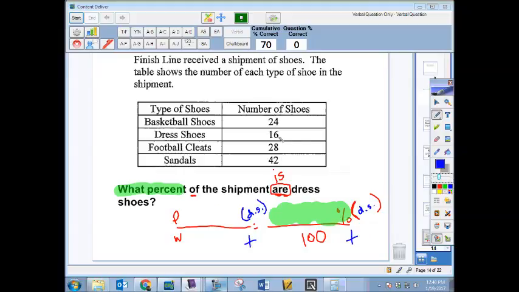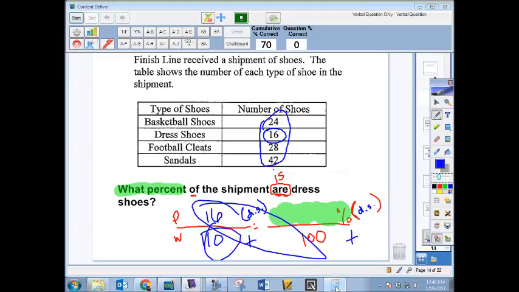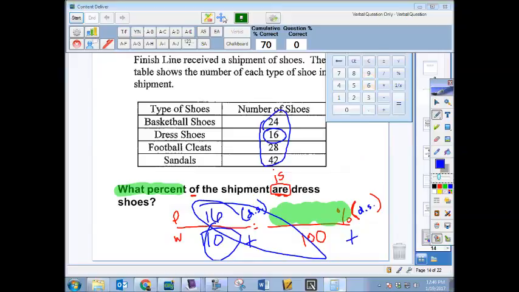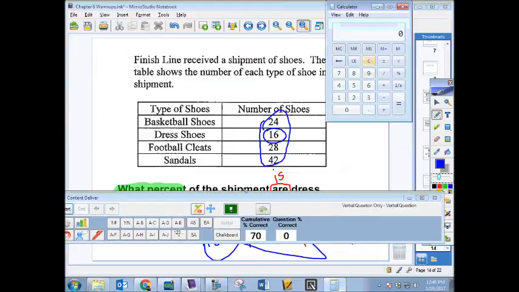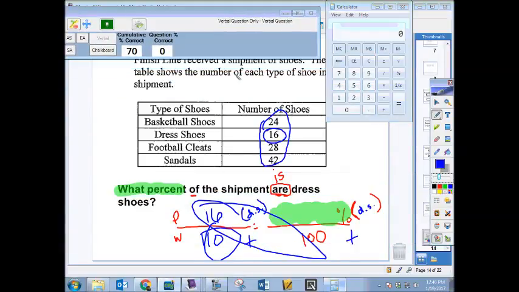So now I'm looking at it going, okay, how many dress shoes do we see up there? 16, right? How am I going to figure out the total shipment there? You have to add 24, 16, 28. Add all of these together, good, which is 110. Then from there, we're going to cross multiply, we're going to divide. I got it. It's 14.5.